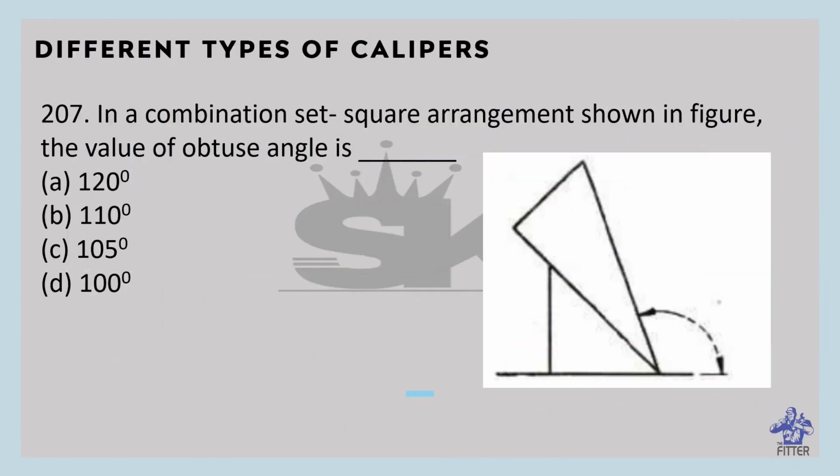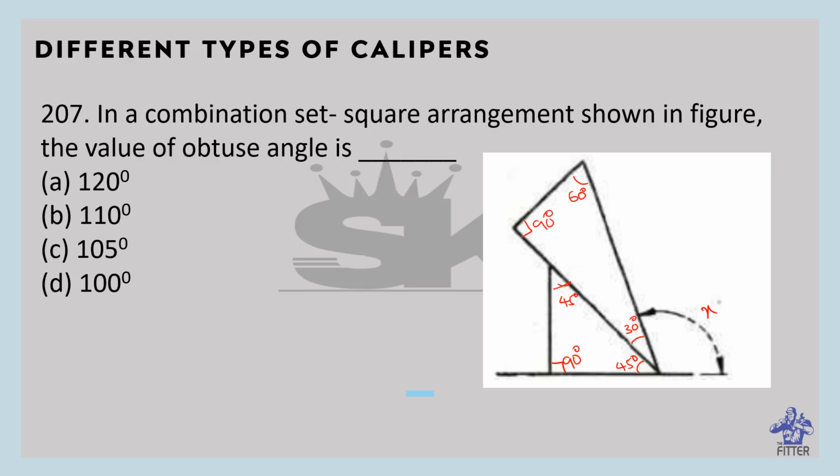In the combination set square arrangement shown in the figure, what is the value of the obtuse angle? So we have to calculate this angle, right? Two types of set squares are there: one is 45, 45, 90 degrees and the other is 30, 60, 90 degrees. Here this is 90. You can see this is 45 because the shape is like that. This smaller angle is 30, this is 60, and this is 90 degrees.